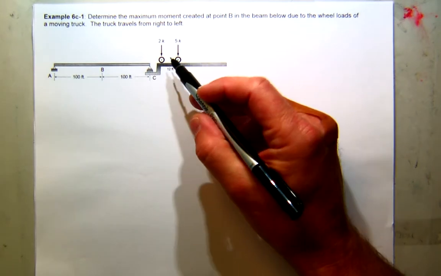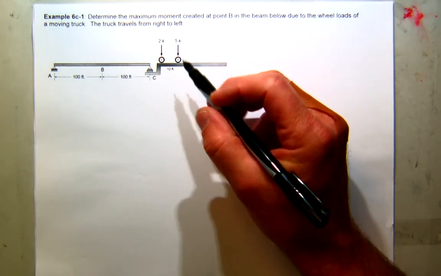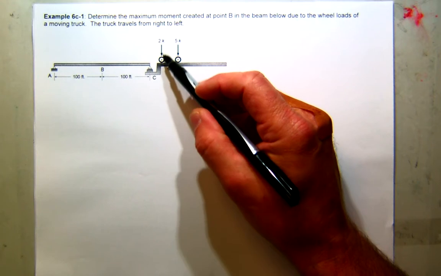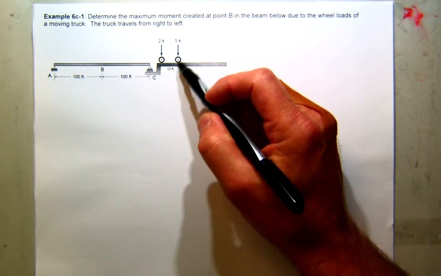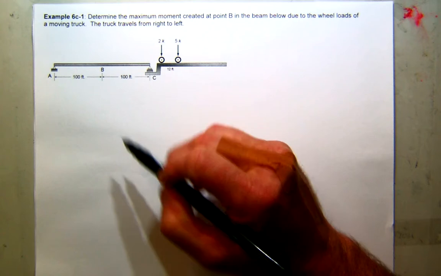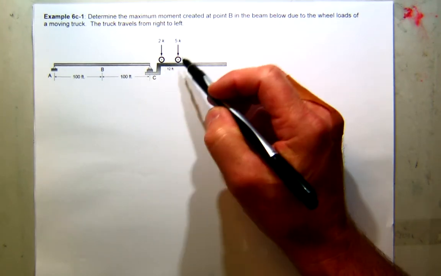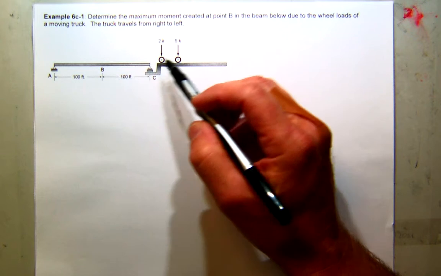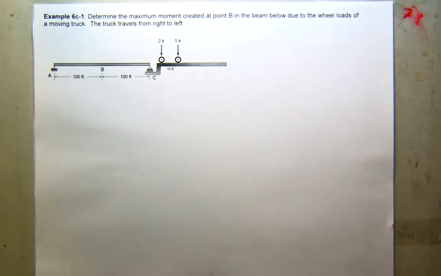And you can see the wheels. I didn't visualize the upper part of the structure, just the wheels. You can see the front wheel is a 2-kip load, the back wheel is a 5-kip load, maybe a pickup truck of some kind. So 2 loads 12 feet apart, moving from right to left. I want to find the maximum moment that occurs at B.